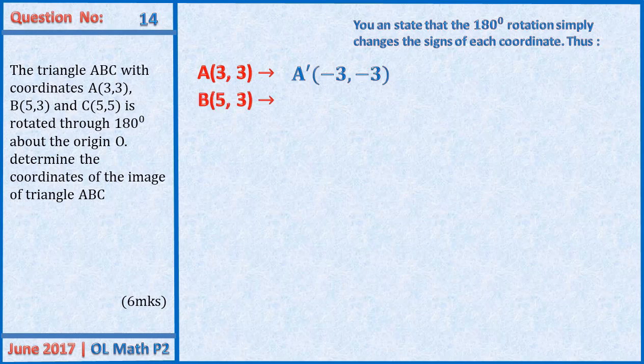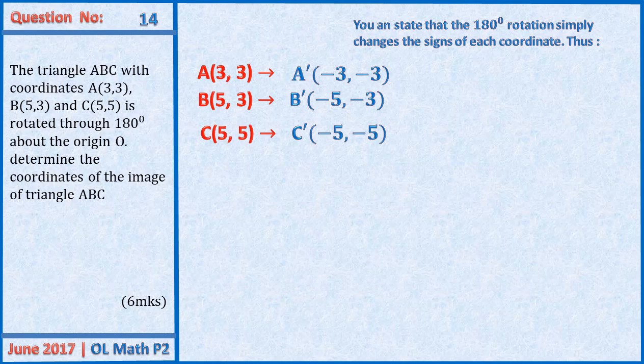The image of the second will be B prime having coordinates (-5, -3), and C having C prime coordinates (-5, -5). But you have to make sure you make the statement that rotating through an angle of 180 degrees about the origin changes the signs in front of each coordinate for the image. This can equally be done by using the rotation matrix and pre-multiplying.